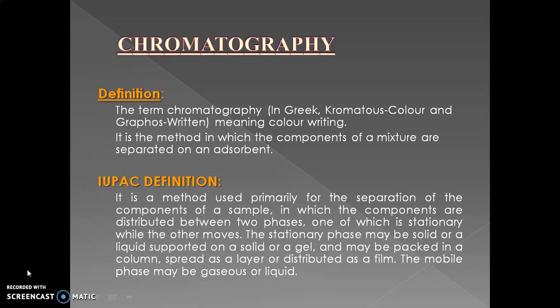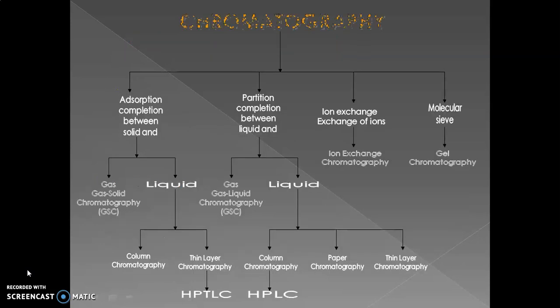So what is the IUPAC definition? It is a method used primarily for the separation of compounds or components of a sample, in which the components are distributed between two phases, one of which is stationary while the other moves. The stationary phase may be a solid or liquid supported on a solid or a gel, and may be packed in a column, spread as a layer or distributed as a film. The mobile phase may be gaseous or liquid.